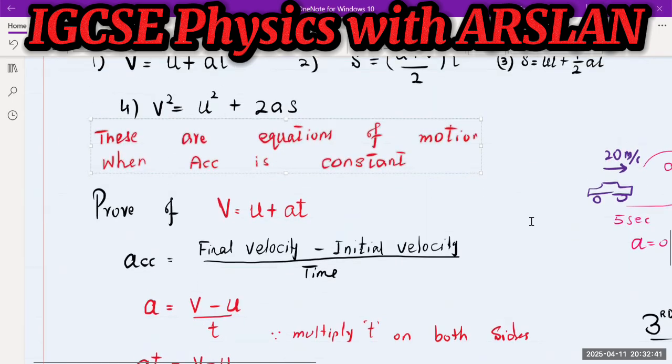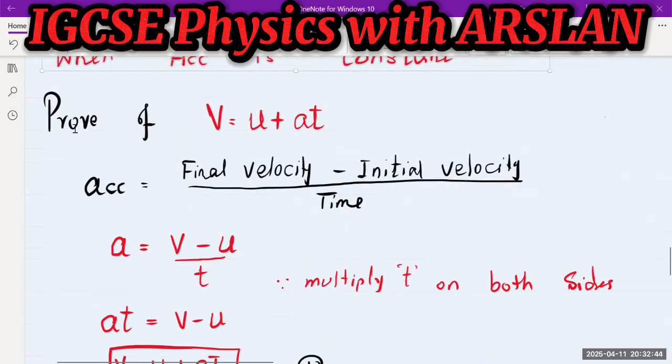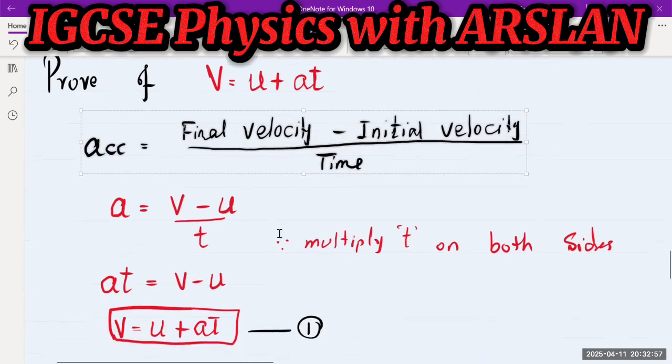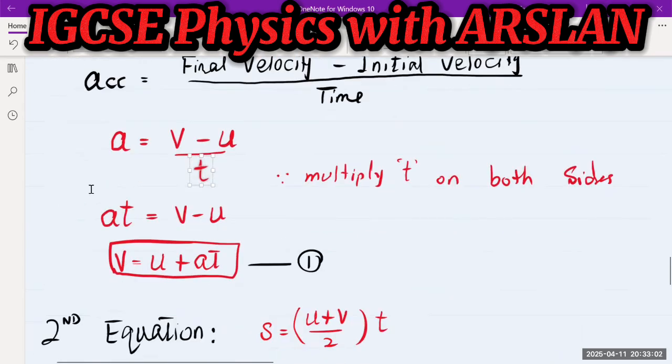Okay, let's prove the first equation, v is equal to u plus at. Let's start from the definition of acceleration. Acceleration is the change in velocity over time: final velocity minus initial velocity over time. You will multiply time on both sides, so you will get at equals v minus u, final velocity minus initial velocity. Just rearrange the equation, make v the subject. So v is equal to u plus at. So this is the first equation. Very easy.